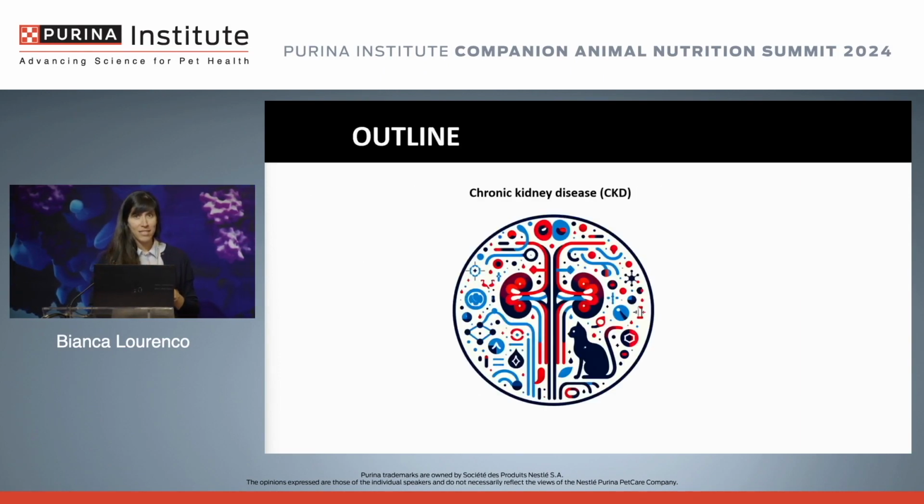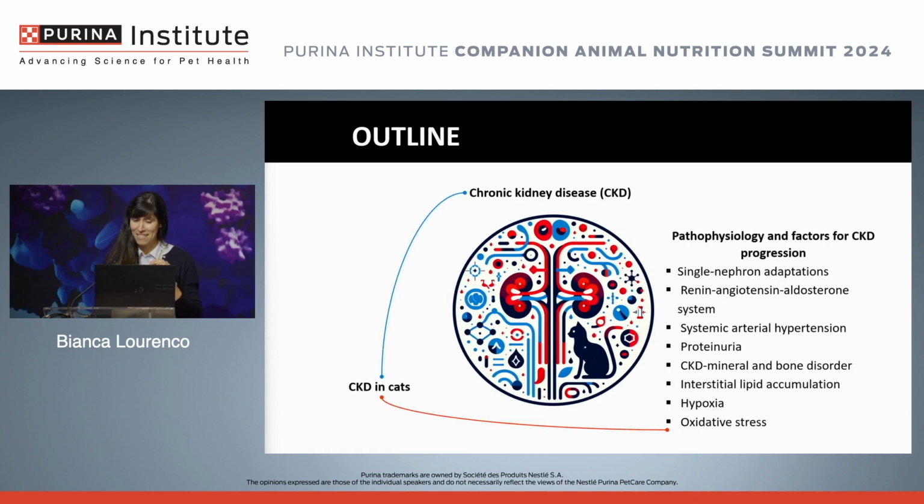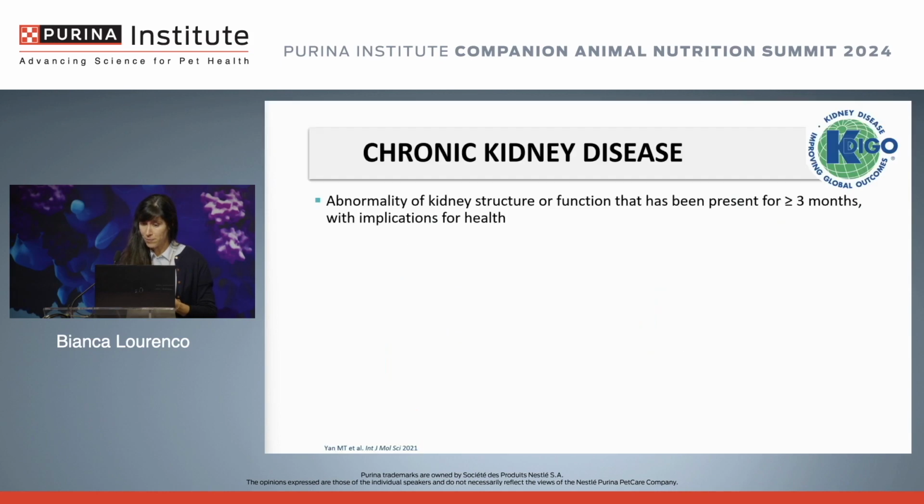For the outline for today, I'll start by talking very briefly about chronic kidney disease and some aspects that I find important to point out. Then I'll talk specifically about chronic kidney disease in cats, and go through the pathophysiology of progressive chronic kidney disease, and list very specific factors that I'm more interested in. Whenever applicable, I'll discuss briefly some strategies that we might want to use to start addressing those factors for progression in a clinical way.